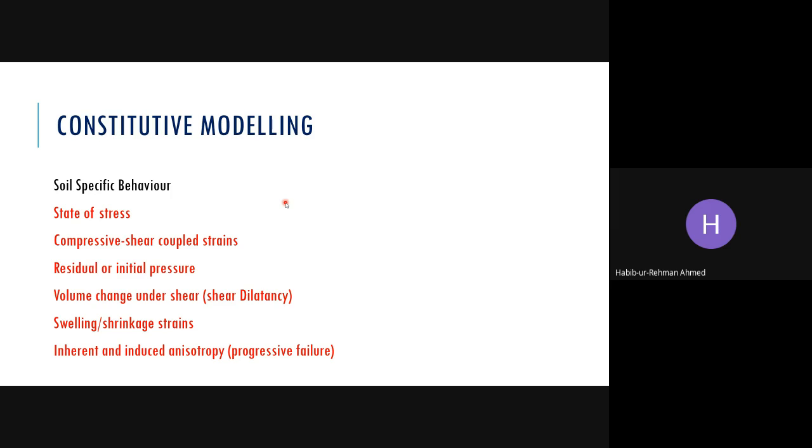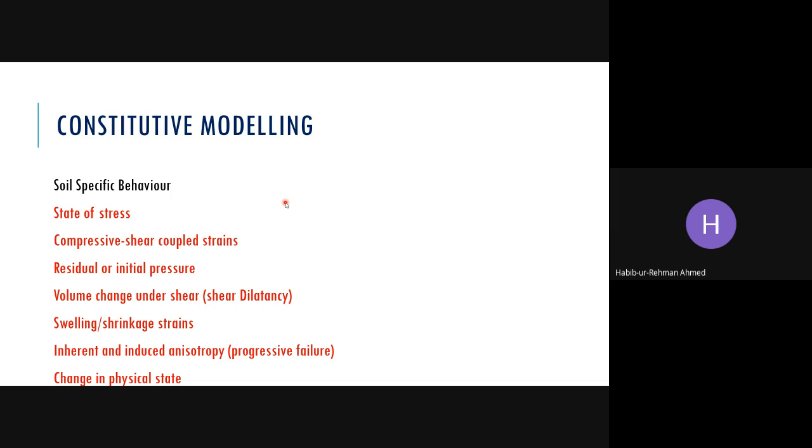But here we could have induced anisotropy. This is because of the stress level. We can have a high stress level at one point and a low stress level at another point. So that's also an anisotropy, and that sometimes leads to progressive failure. We can have a weaker material and a lesser confining pressure, so the failure would initiate from here. You just keep this terminology in your mind. I'm going to present you one case history shortly, and I'll show you all these behavior aspects in that case study.